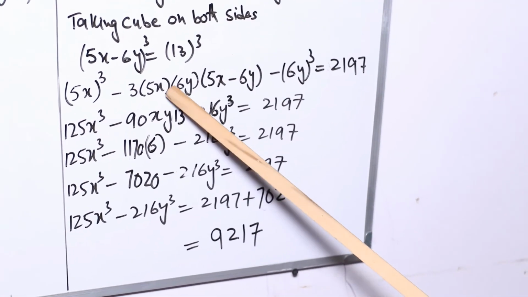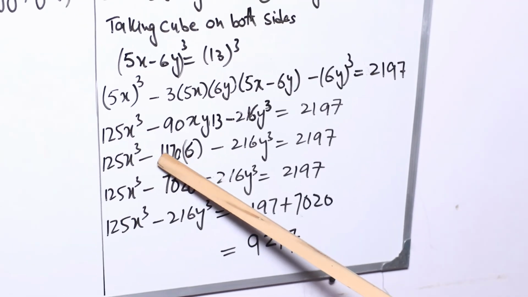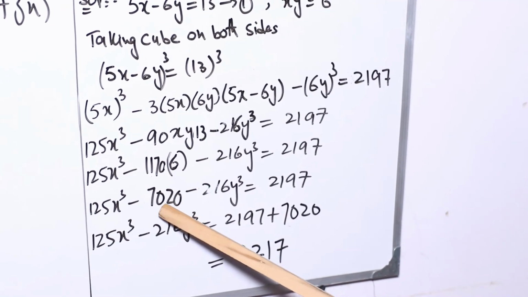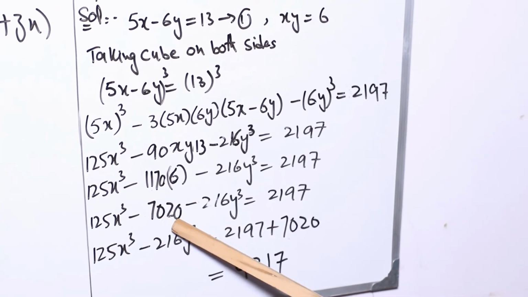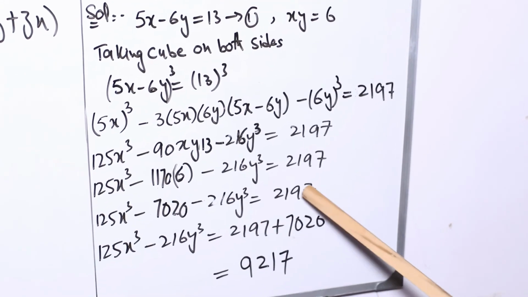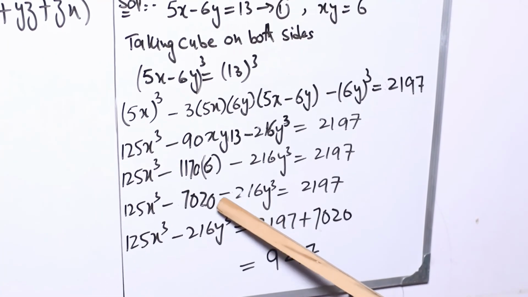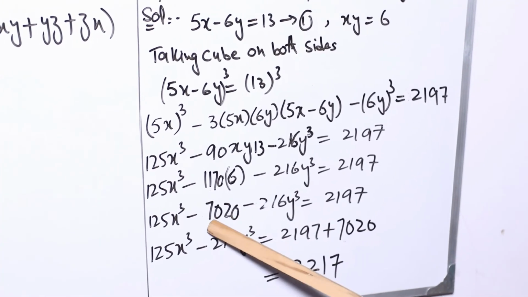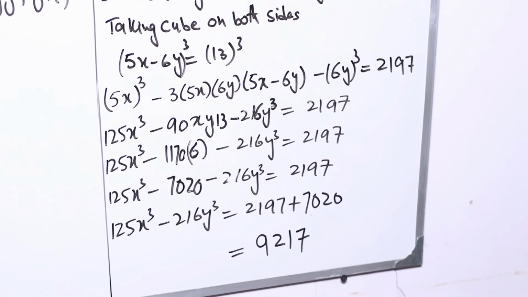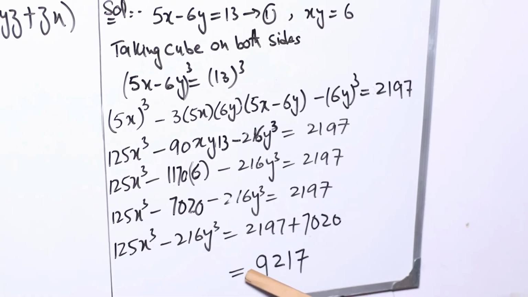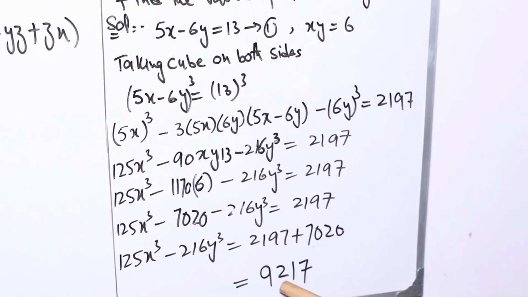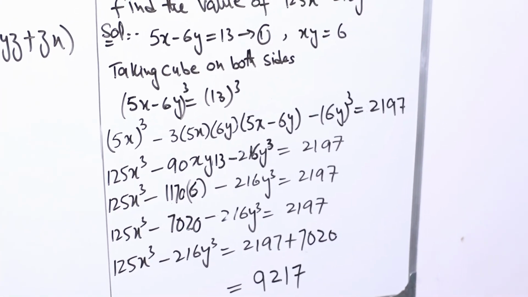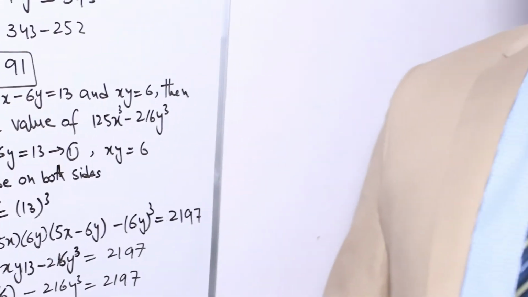Just replacing the value of xy, which is equal to 6. After multiplication, we have 7020. We shift this value to the right side, and it will be on the positive side. This is negative, and when we shift it, it will be positive. After adding, we have the required value 9217. So that is question number 9.